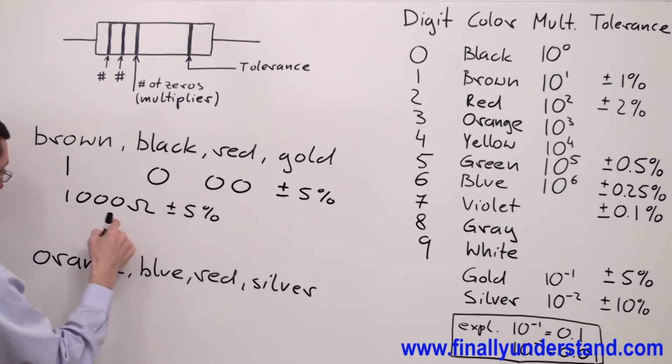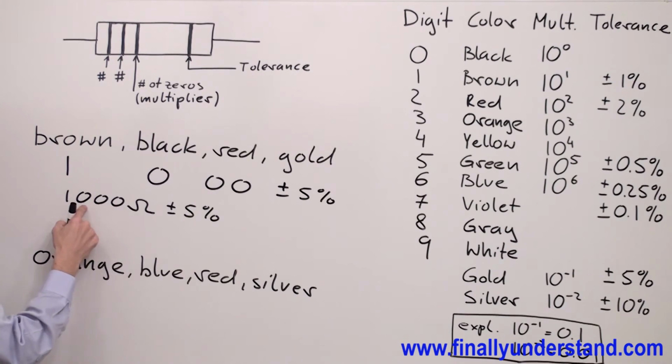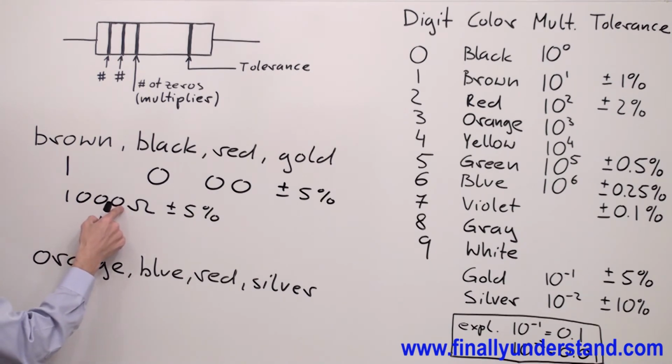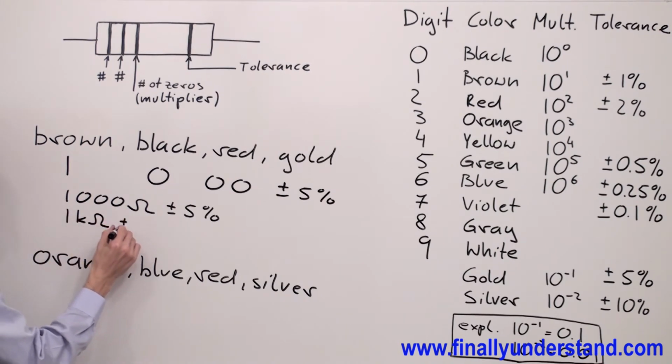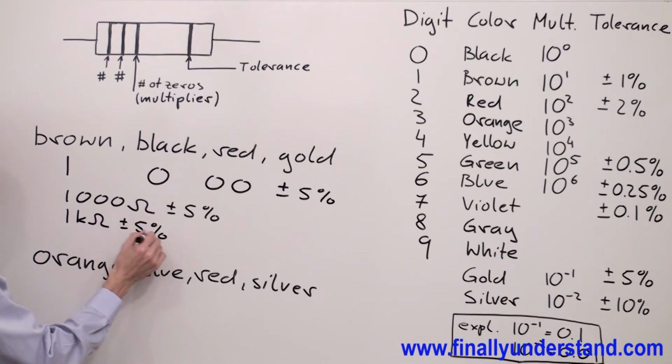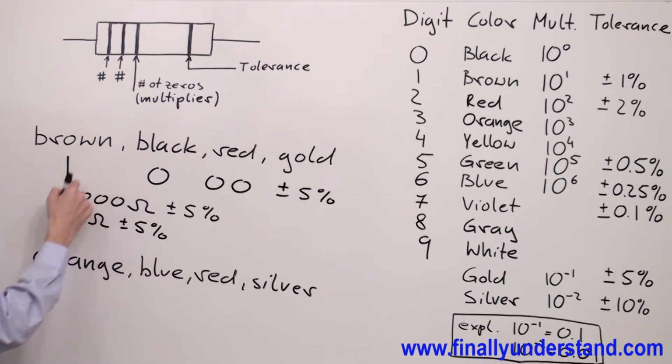You have to convert 1000 to engineering notation. You have to move the decimal point 3 times to the left, and you are going to have 1 kilo ohm plus minus 5%. This is the resistance of this resistor.